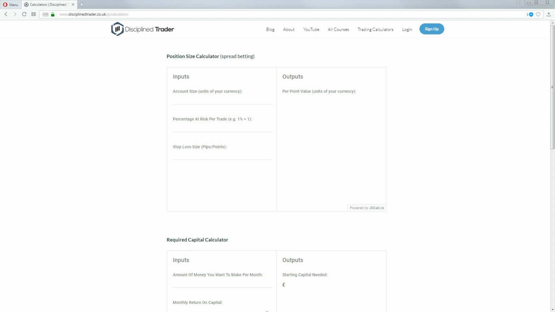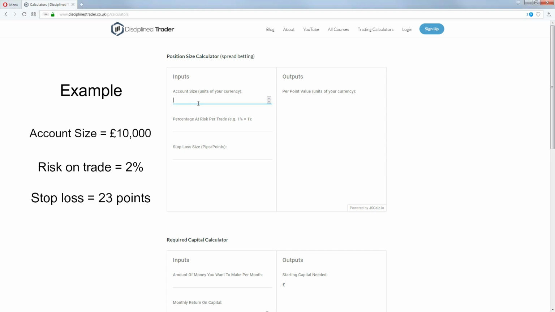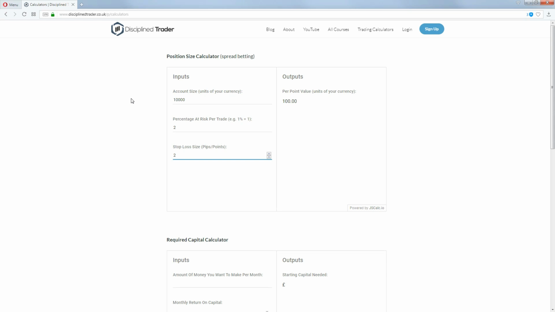For example, if I had a trading account of £10,000 and I wanted to risk 2% on an upcoming trade and the stop loss was going to be 23 points, I simply enter 10,000 in the account size box, 2 in the percentage at risk per trade box, and 23 in the stop loss size box. The calculator then tells me I need to trade at £8.70 per point to risk the correct amount of my capital on this next trade.